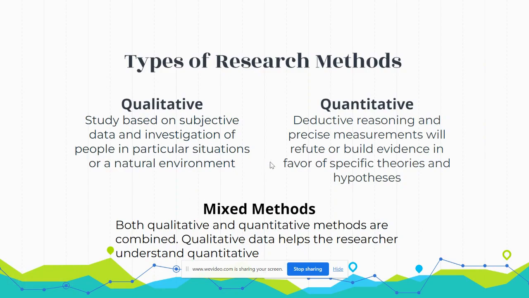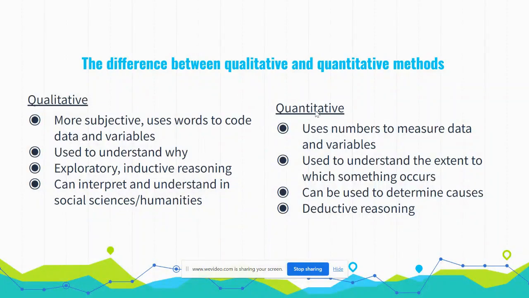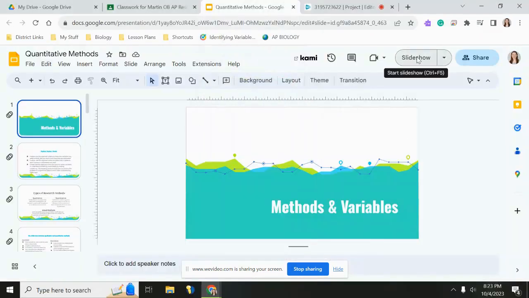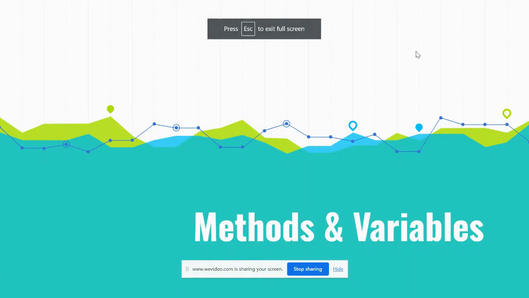So another way to look at this is the word quant means numbers. Quantitative data, but also quantitative methods, use numbers to measure data and variables, and qualitative uses words, maybe to code the data and variables. So a mixed methods approach combines these two things.